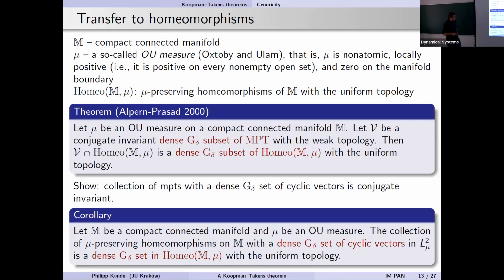And so then, as a corollary, we can transfer our previous genericity statement to a genericity statement in the space of homeomorphisms. In this setup of a compact connected manifold and a good measure, the collection of measure preserving homeomorphisms with a dense set of cyclic vectors is a dense G delta set in the space of homeomorphisms with the uniform topology.